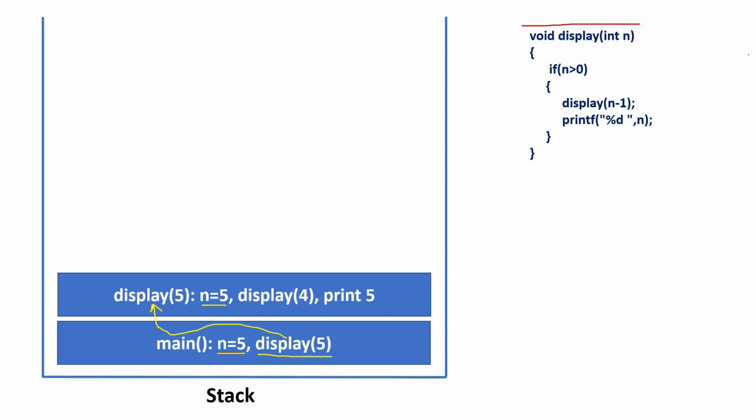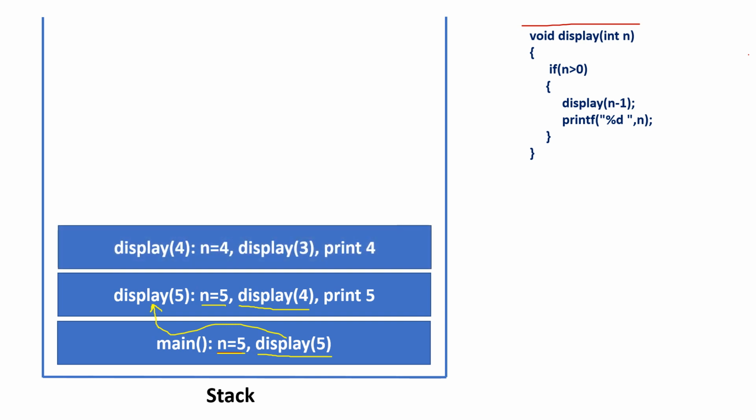Now in the code, n value is greater than 0, 5 is greater than 0, that means now it is calling display of n minus 1. It is calling display function and passing value n minus 1. So n minus 1 means 5 minus 1, 4. That means immediately another display function is called. Now observe here, there is another statement which is not executed, that is print 5. Why? Because whenever a function is called, automatically the control goes to that particular function.